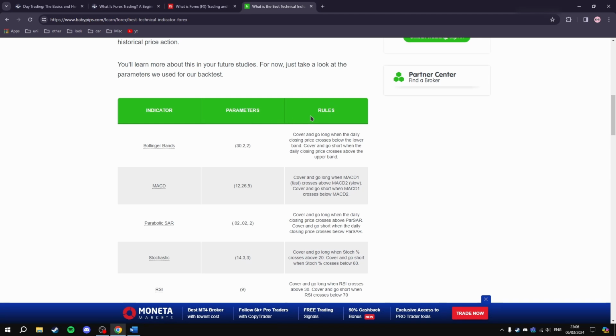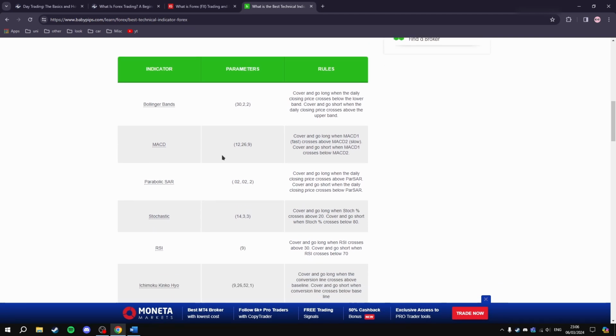And then you've got the rules: cover and go long when the daily closing price crosses below the lower bands. Cover and go short when the daily closing price crosses above the upper bands. For the MACD, cover and go long when MACD 1, the fast, crosses above MACD 2, the slow. Cover and go short when MACD 1 crosses below MACD 2. For the Parabolic SAR, cover and go long. What does cover mean? I know what go long is, but what does cover mean? When the daily closing price crosses above the Parabolic SAR. Cover and go short when the daily closing price crosses below the SAR.